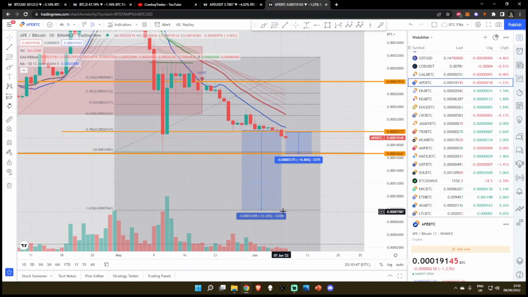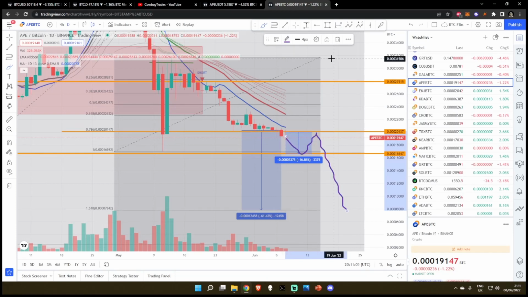But all in all, I'm actually predicting a 61.5% drop against Bitcoin. So this is my short-term target that I think we're going to move down to. I wouldn't be surprised if we did have a bounce from this and move back up, but I do think we're going to head down. Bear in mind, my gut feeling is that we are going to be moving down to the 1.618.